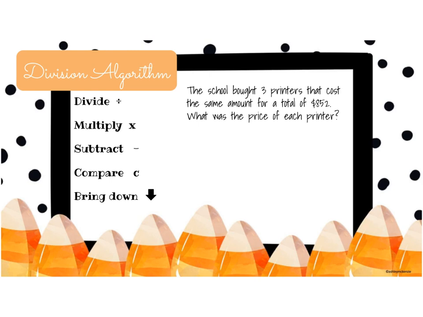All right, so our first example. This school bought 3 printers that cost the same amount for a total of $852. What was the price of each printer? So because I have a total amount here, I know that I'm going to be breaking that total amount into parts. Okay, how many parts am I breaking it up into?